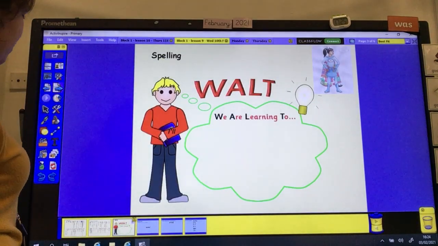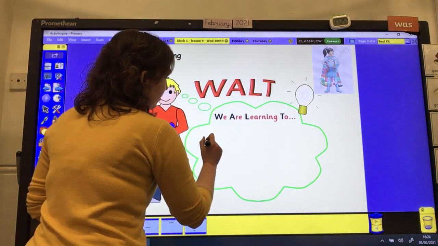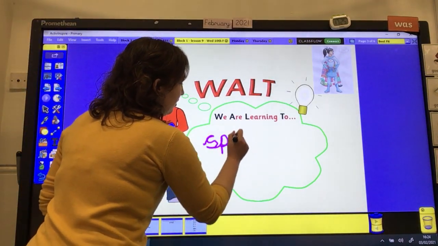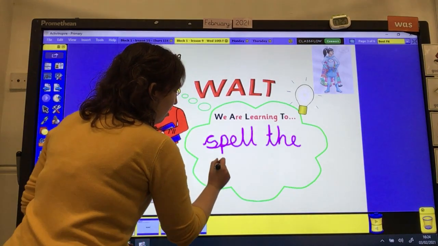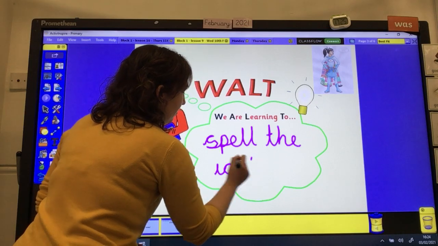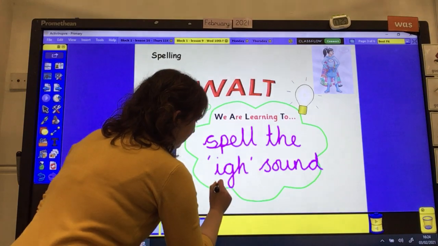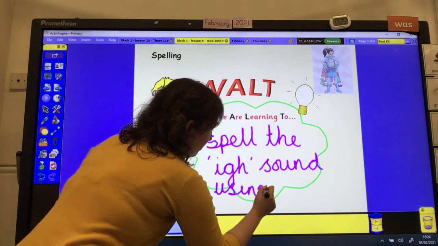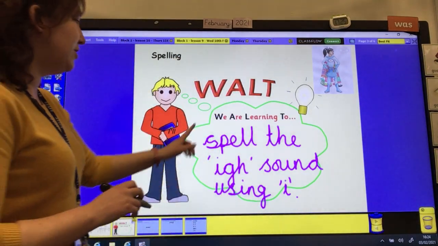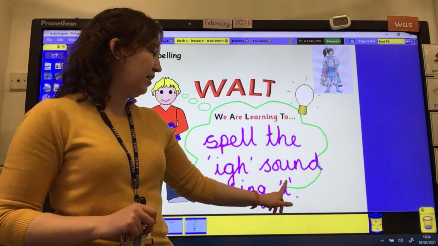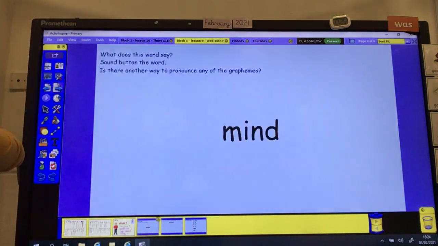Oh, my wop seems to have disappeared today. Today, we are learning to spell the I sound using an I. So today we are learning to spell the I sound using just the letter I. Not sure where that disappeared to today.